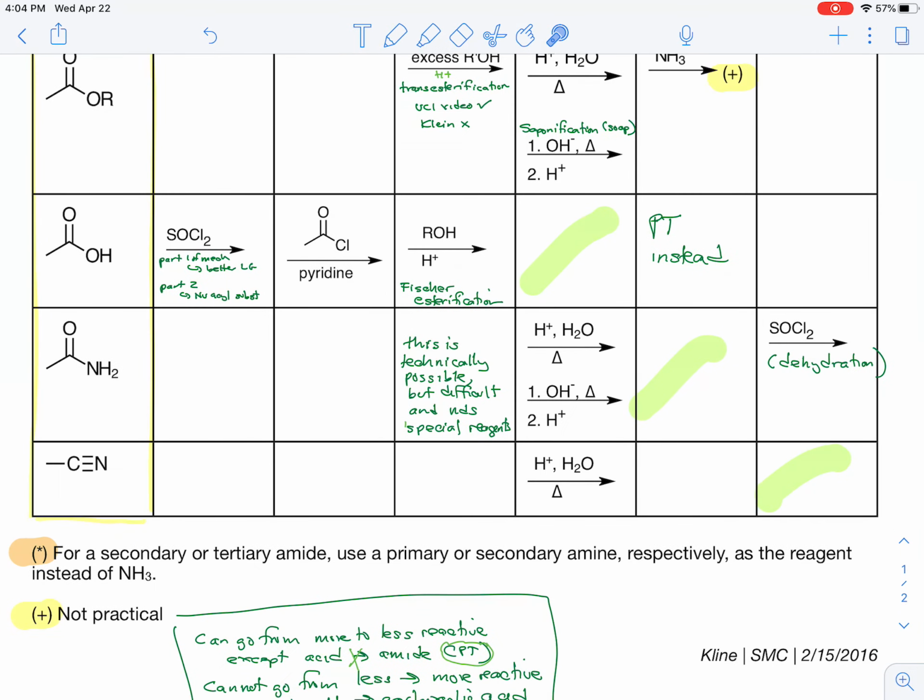And then finally, the poor nitrile, you can't do a whole lot with it, but you can take it and hydrolyze it to a carboxylic acid, again with a fair amount of difficulty. What happens is you hydrolyze it to the amide, and then the amide gets hydrolyzed to the carboxylic acid. You don't need to know the mechanism for the conversion of the nitrile to the amide, but you do need to know the mechanism for the amide to the carboxylic acid.